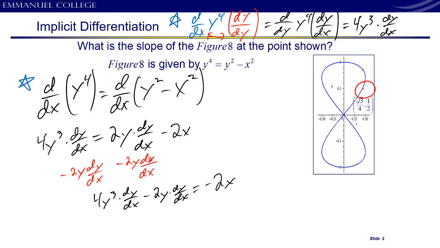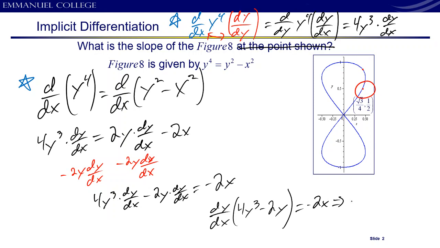So then what we need to do, actually, I'm just going to change this now. We're not going to find it at a particular point. We're just going to find what it is because it's just going to be a plug and chug at that point. So dy dx is going to be factored out. And so we'll get dy dx times 4y cubed minus 2y, factored out just like you would any variable, equals negative 2x.